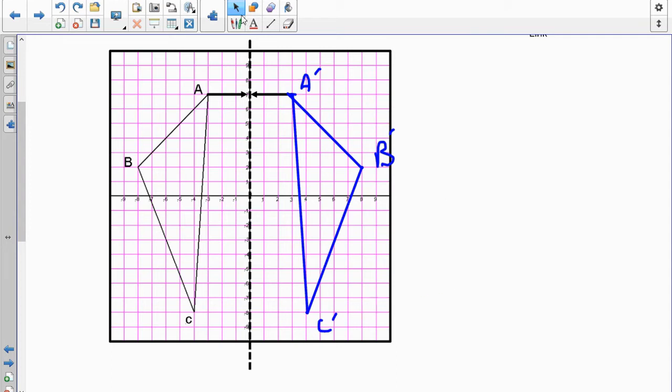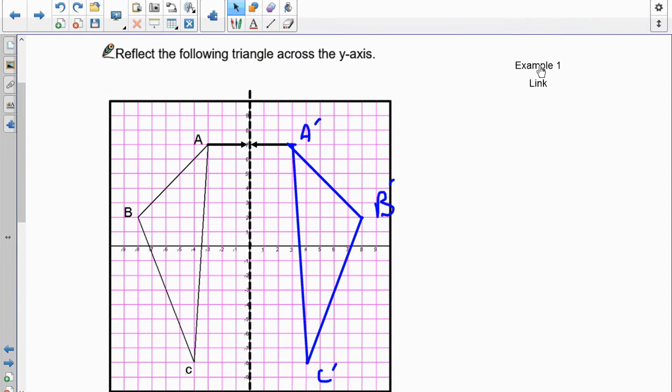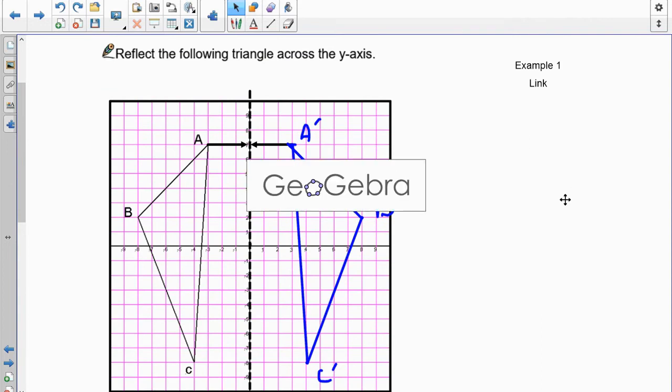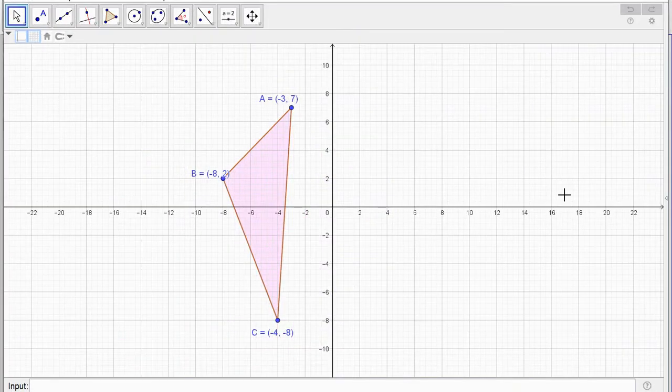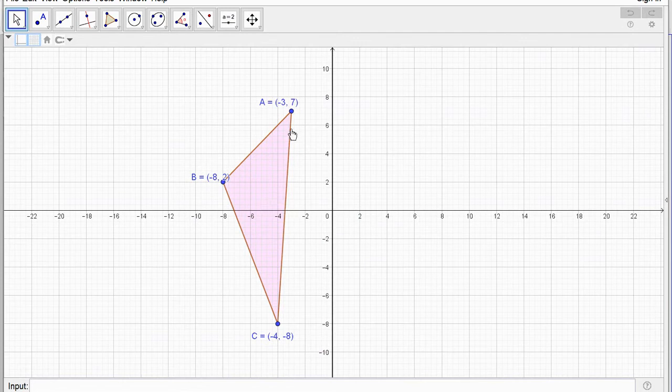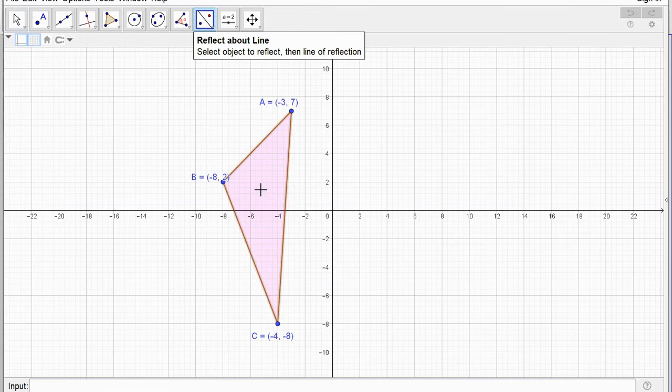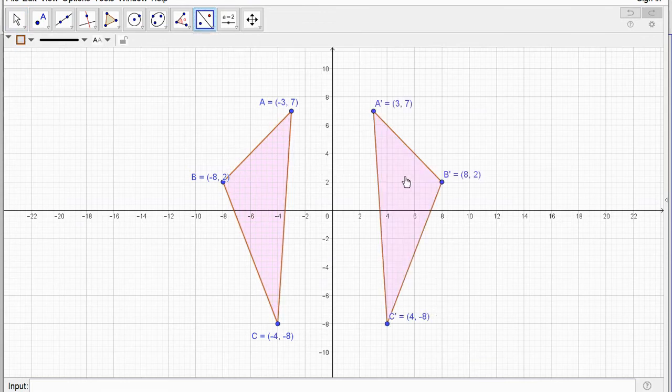Now, to see another way of doing it, here is a program that I use quite frequently called Geogebra. And this one does all of these types of things I'm doing. If you take a look at the original one, these are the points. A is at -3, 7, B was at this location, C is here. If I wanted to reflect it, I just have to tell it where I want it to reflect across, and you can see it automatically comes over here.